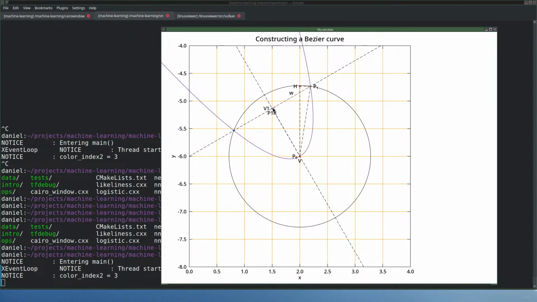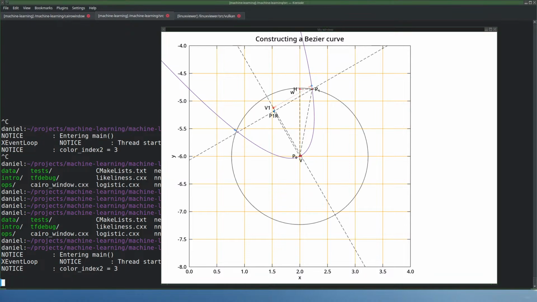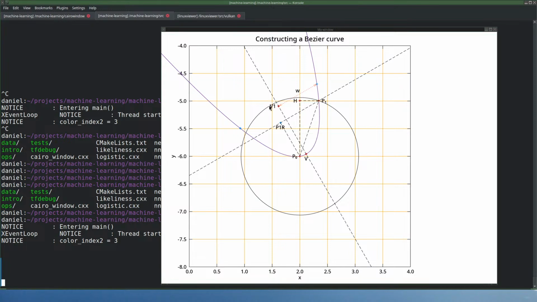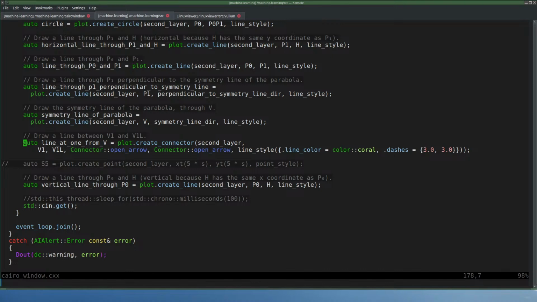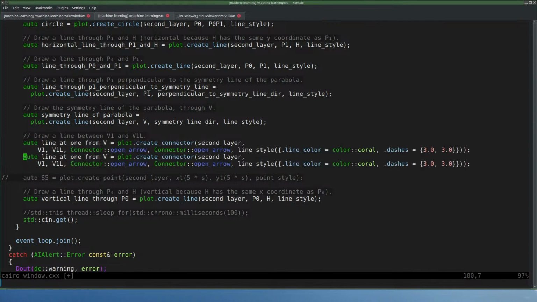You see the orange thing here? That is a connector. Why? Because it has arrows left and right. And then we do a search in the source code and I can't find it back. It's this one. Open arrow twice, definitely this one. Okay. It is that one. So I'm going to draw another one.